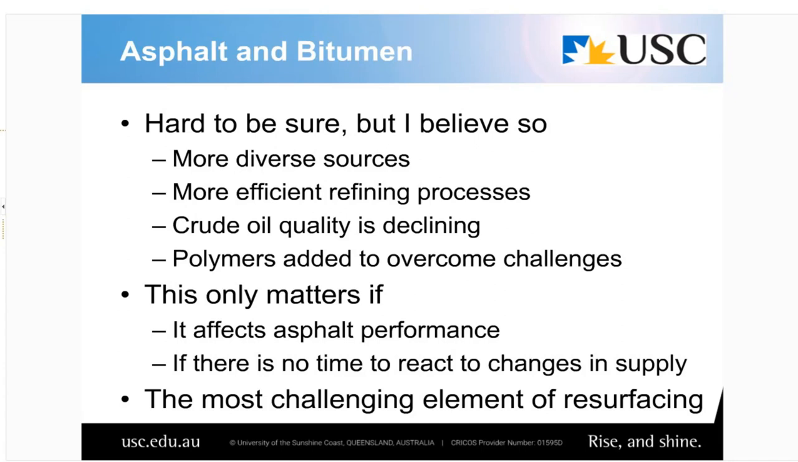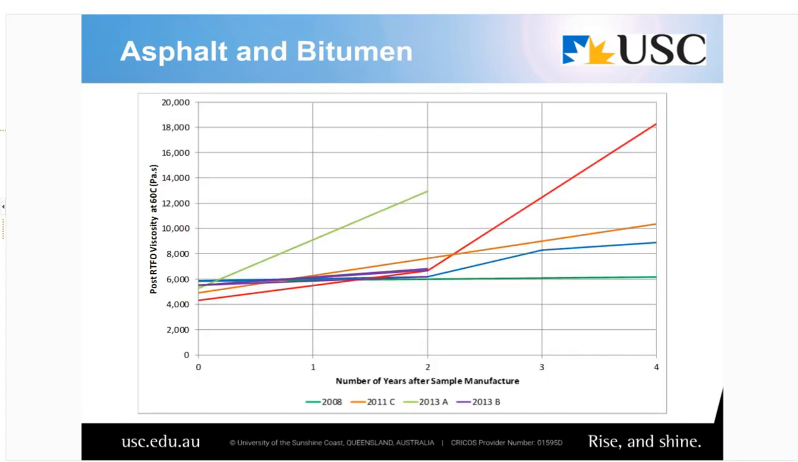And we're adding a lot of polymers to almost all of our asphalt to overcome some of these issues. But all of that only matters if it affects asphalt performance. But I think the important thing is that when we change from source A to source B, we quite often don't know in enough time to change the polymers or the processing or the finishing that we might do to it, and that's where we seem to get caught out with some performance issues. I think it's fair to say that bitumen for airport asphalt is probably the most challenging aspect of airport pavement design in the year 2017.